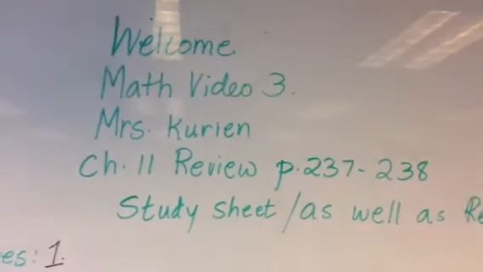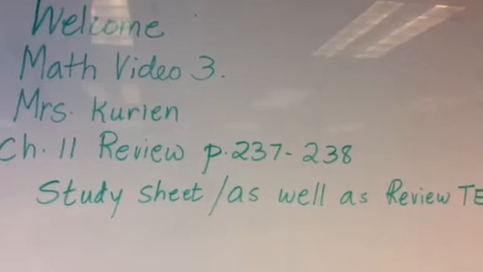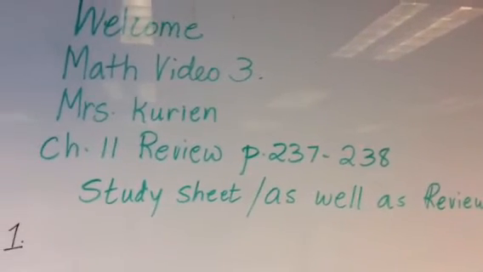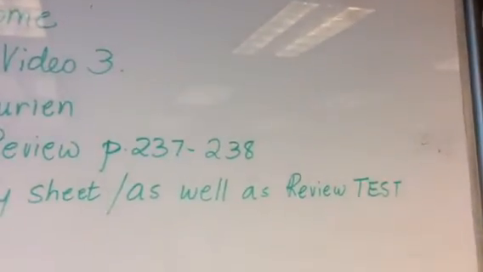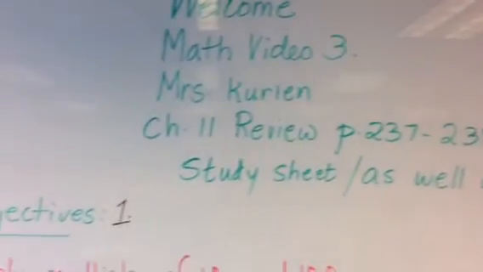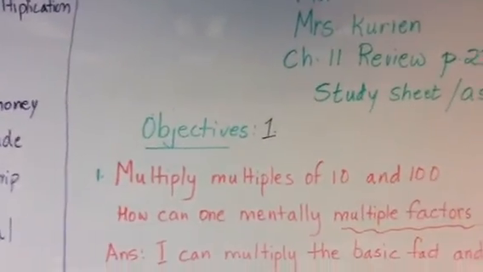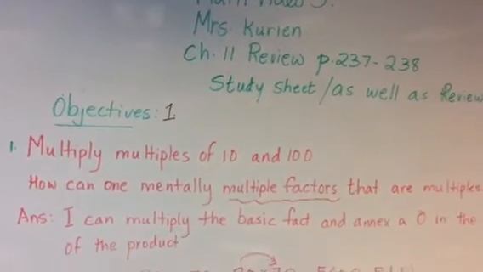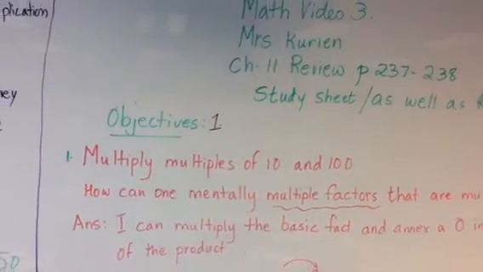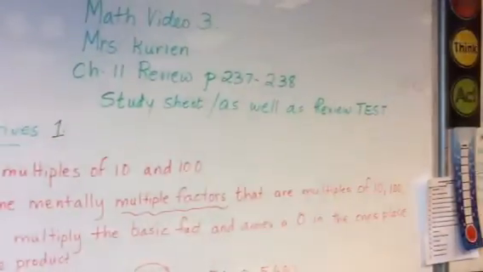You're doing Chapter 11 Review, pages 237 to 238. This should become like a study sheet as well as a review test. What are some of the objectives that we learned in this chapter? First objective: multiply multiples of 10 and 100. How can one mentally multiply factors that are multiples of 10 and 100?